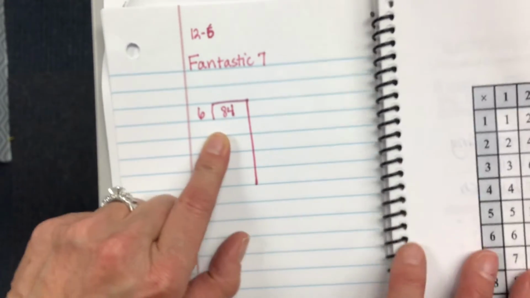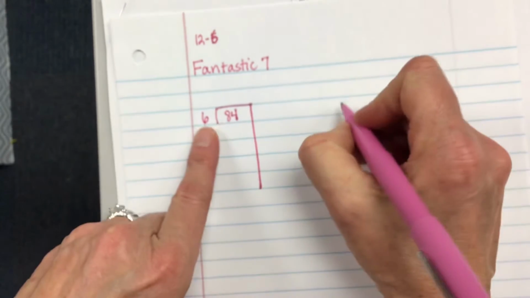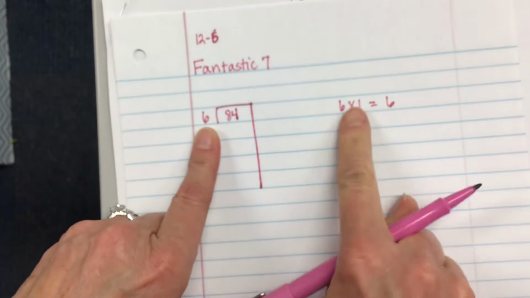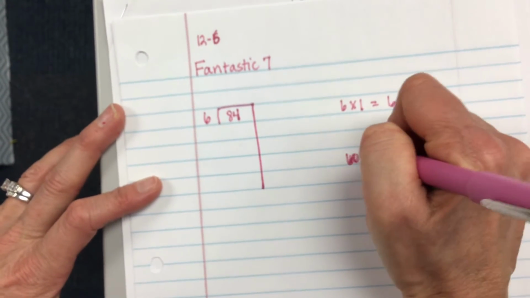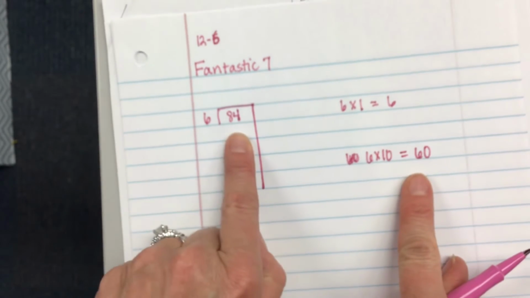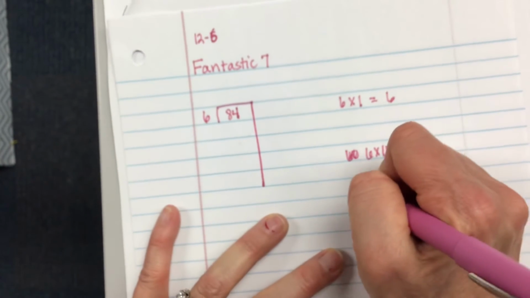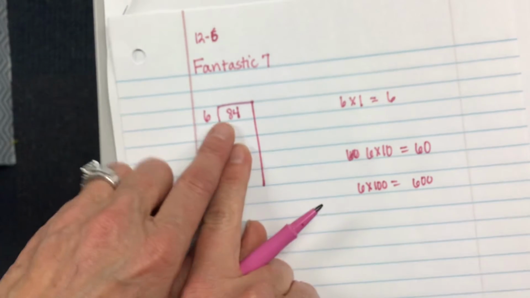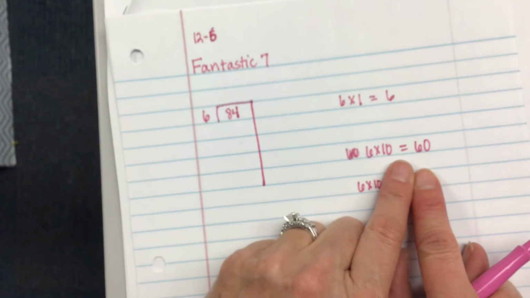Okay, so Mrs. Young in the beginning came over to the side, and she wrote some basic facts like 6 times 1 is 6, and then 6 times 10 is 60. Can I subtract 60 out of that? Yes. Okay, so then let's look at 6 times 100 is 600. Can I subtract 600 out of that? No, that's too big.